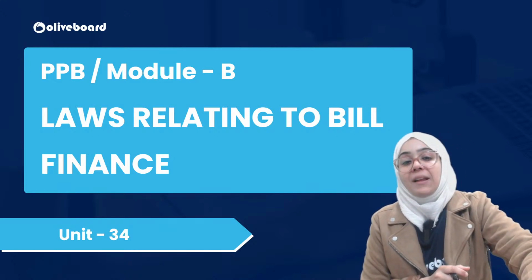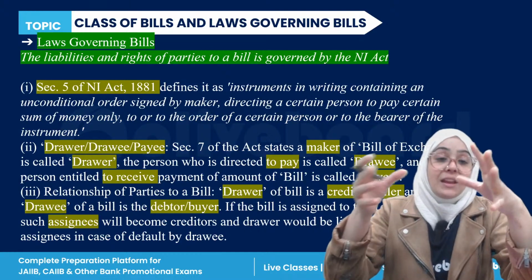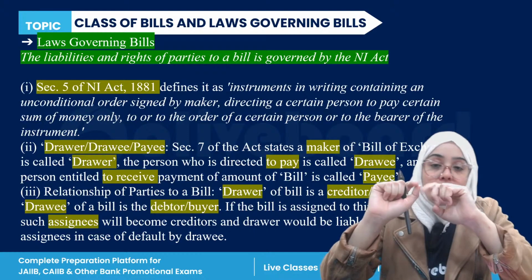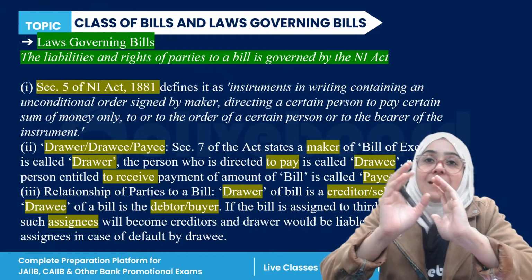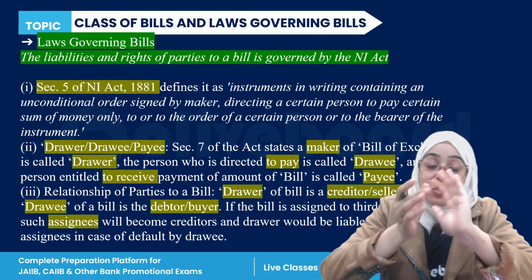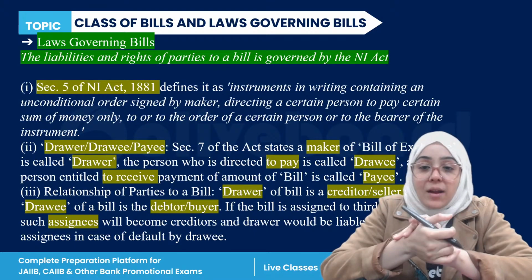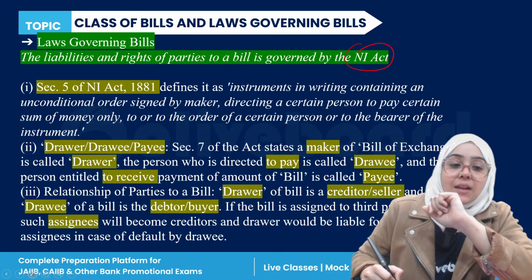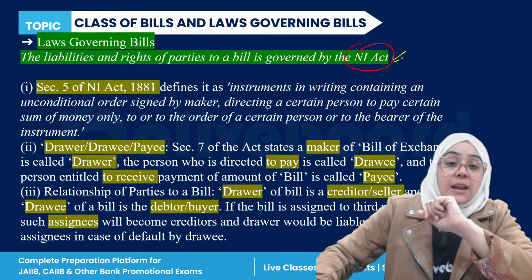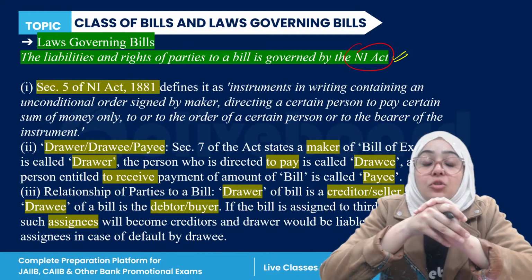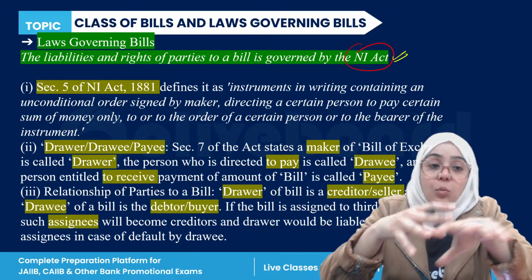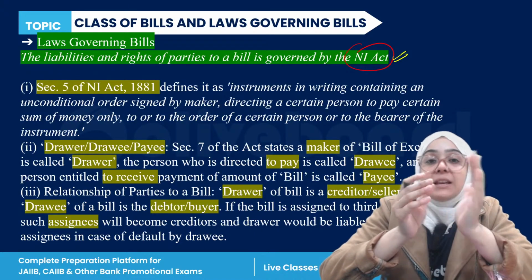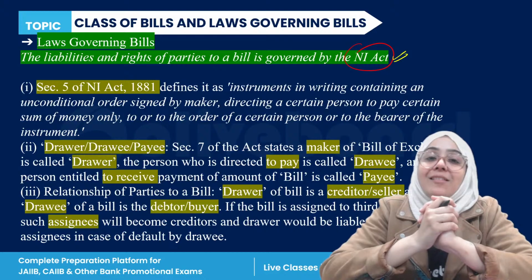So let's start this topic, that is laws related to bill finance. The very first thing is, which law is related with the liabilities and rights of the parties? That law is known as the Negotiable Instrument Act. The Negotiable Instrument Act is the main act which is responsible for regulating the liabilities and rights of the parties.